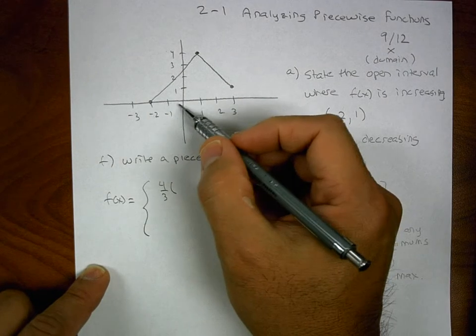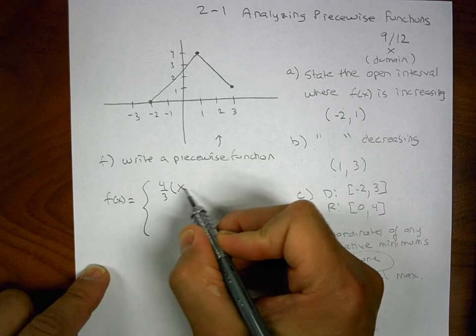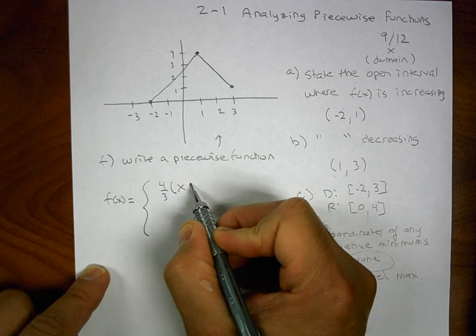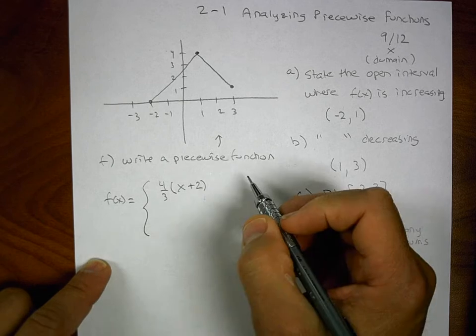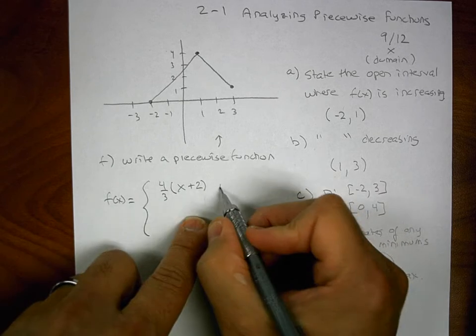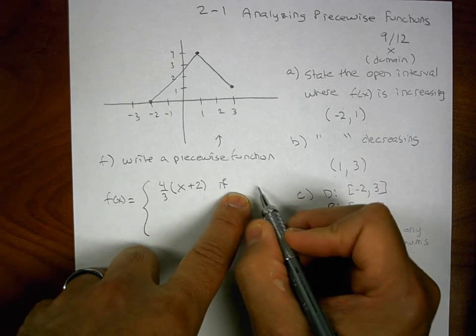So it shifts 2 to the left. So what do I write? X, there you go, plus 2. Do we go up or down? No. So we're good. Okay. We'll put the if we see whatever we see it. I'll get that in a second.